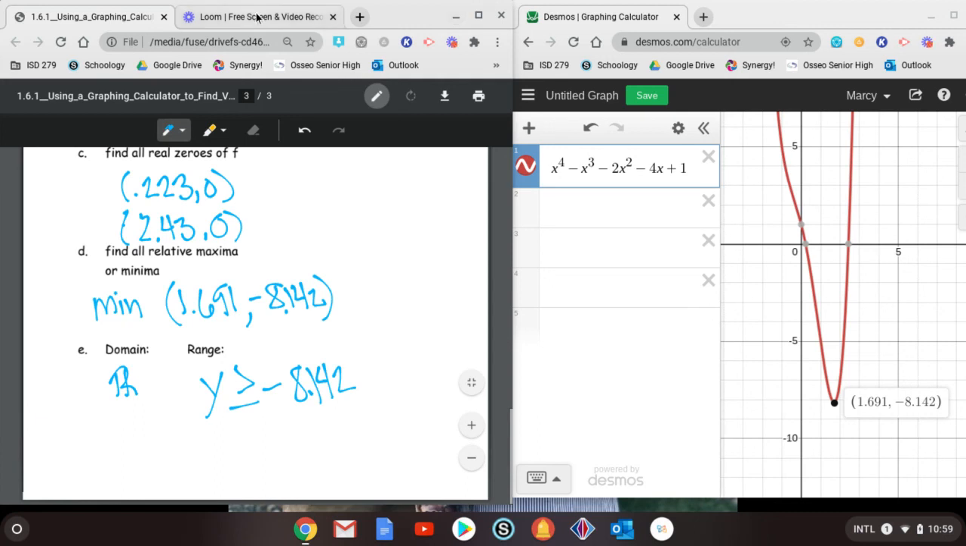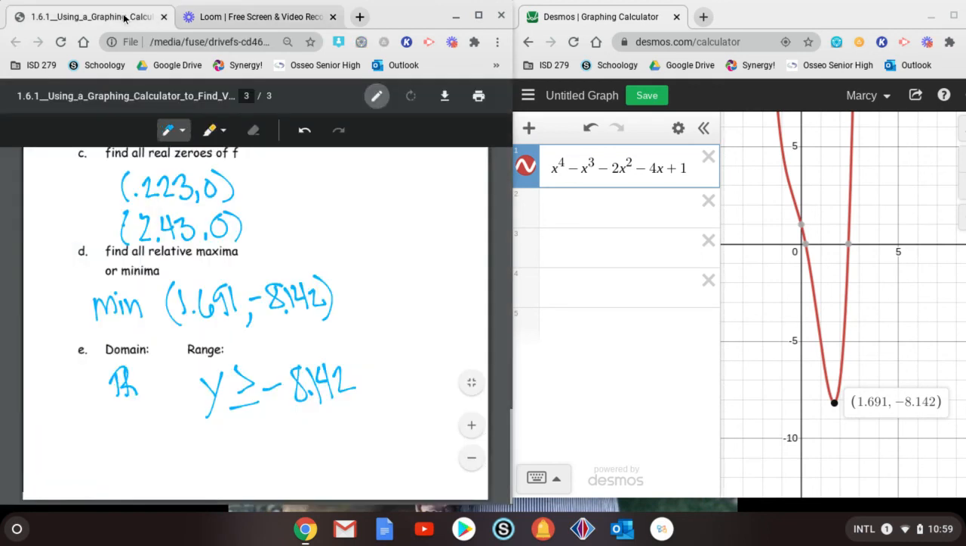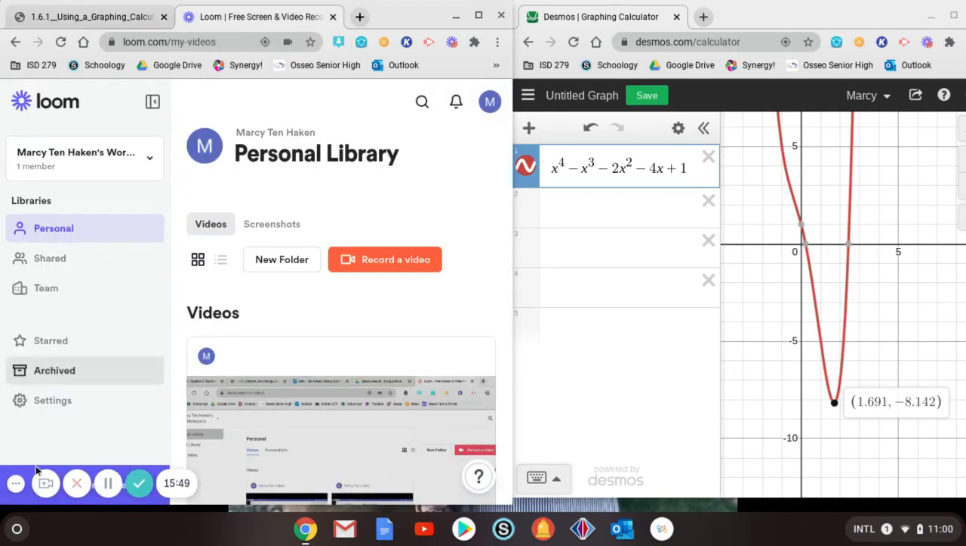So good luck. Try it on your own on your Chromebook. See if you can figure out all of the answers. Make sure you're checking your answer key to make sure you're getting them right. Good luck.